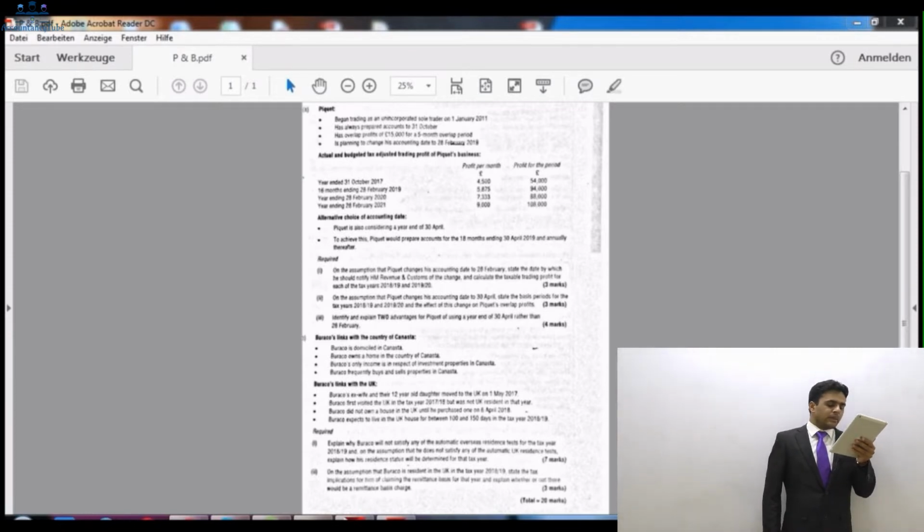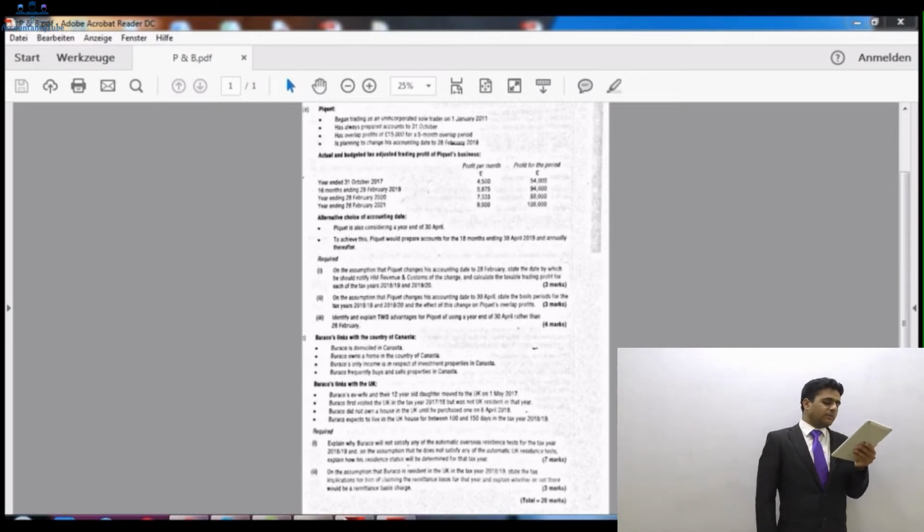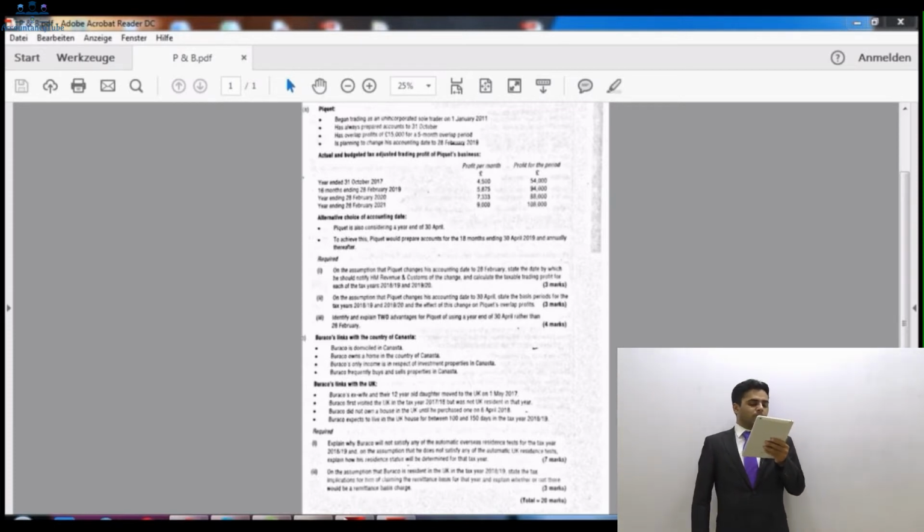After that it says, on the assumption that he does not satisfy any of the automatic UK resident tests, explain how his resident status will be determined for that tax year. So the assumption is that he is not satisfying the automatic UK resident tests. First of all, we'll have to see the information about Baracco.